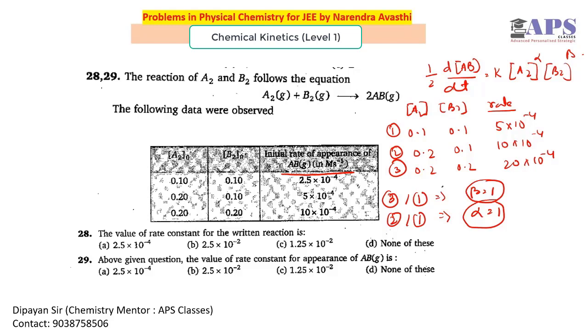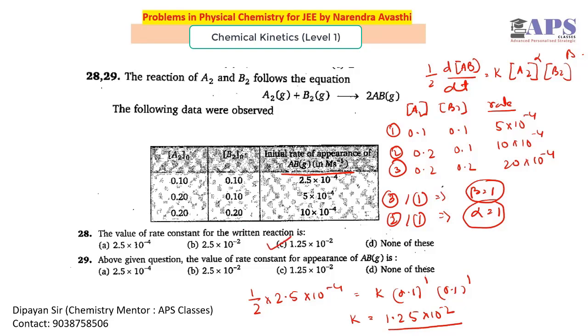Now we have to calculate the rate constant. So half into 2.5 into 10 to the power minus 4 equals the rate constant K times 0.1 to the power 1 times 0.1 to the power 1. For this we can calculate K equal to 1.25 into 10 to the power minus 2. So the rate constant for this reaction is 1.25 into 10 to the power minus 2.